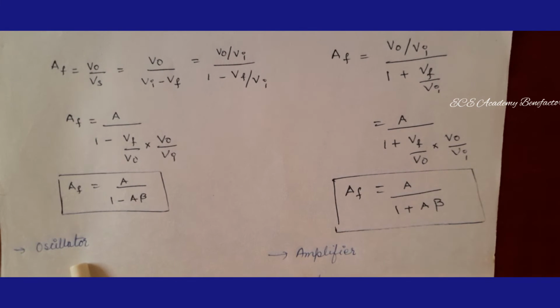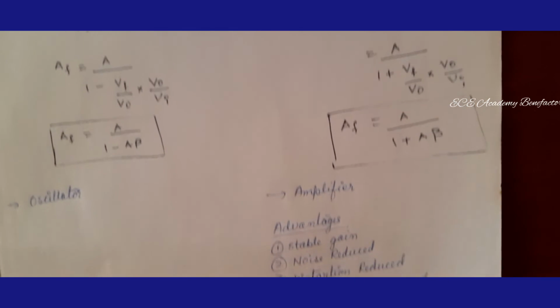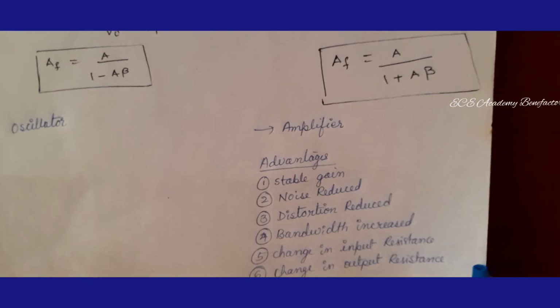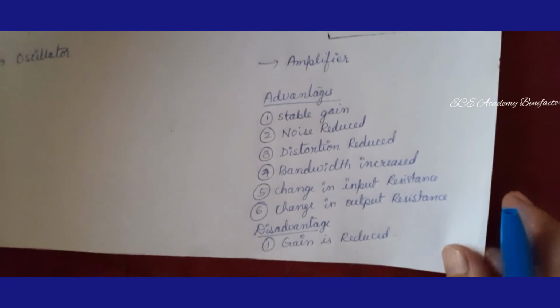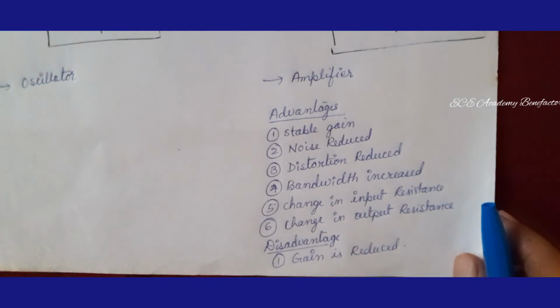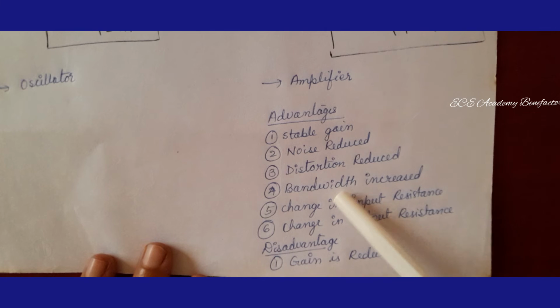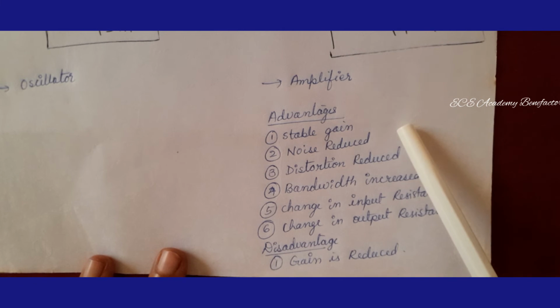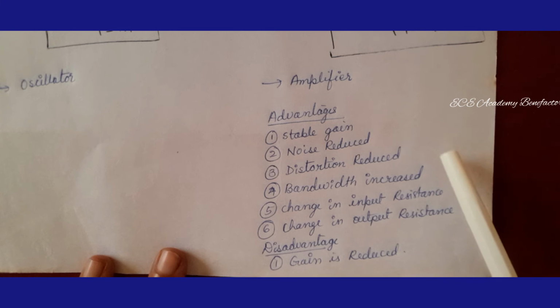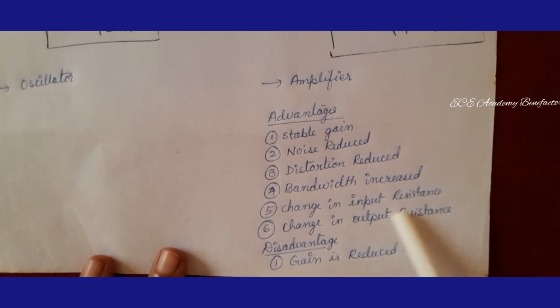Positive feedback: A by 1 minus A beta; negative feedback: A by 1 plus A beta. Positive feedback is used in oscillators. Negative feedback is used in amplifiers known as feedback amplifiers. And we have covered the topic of advantages and disadvantages of negative feedback. The advantages of negative feedback are stable gain, noise is reduced, distortion is reduced, bandwidth is increased, change in input resistance and change in output resistance.